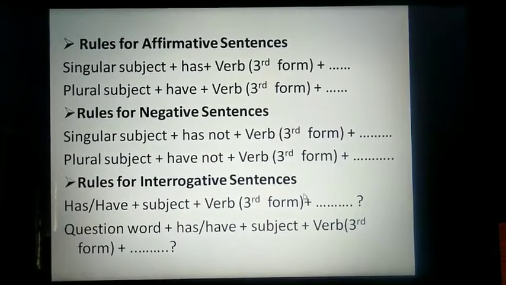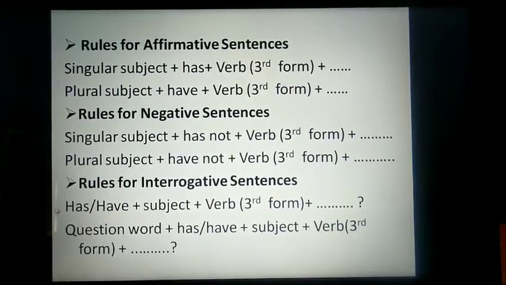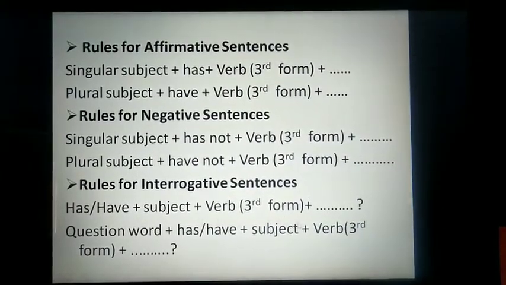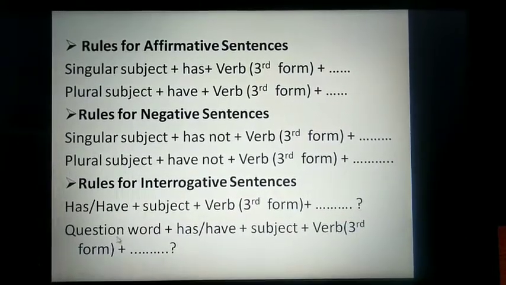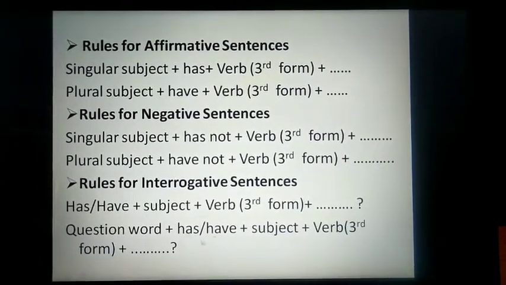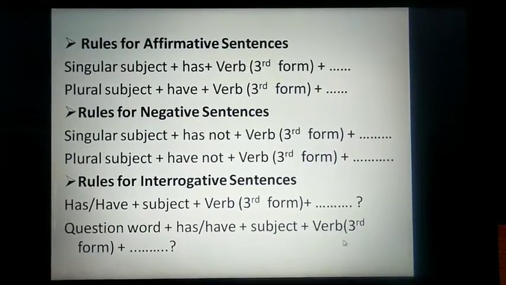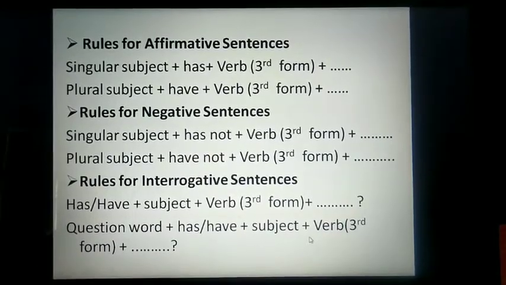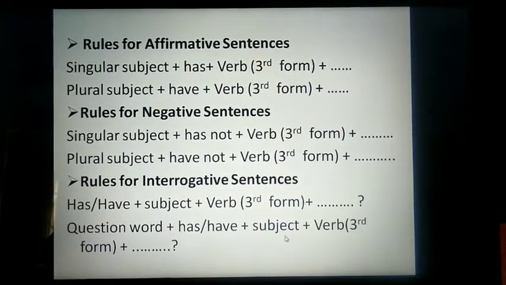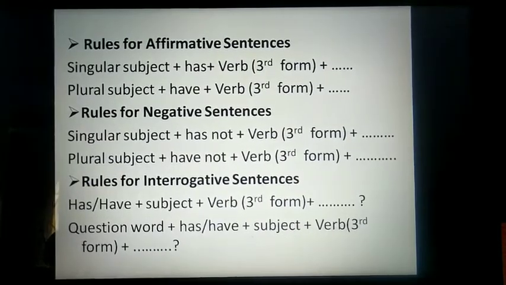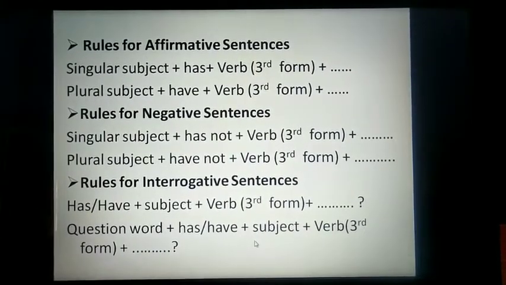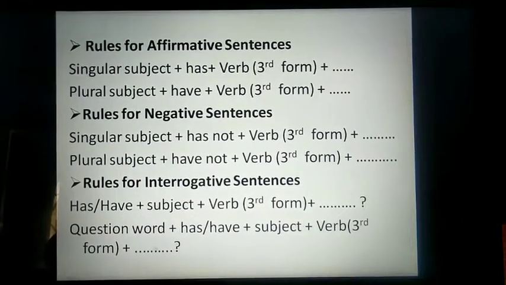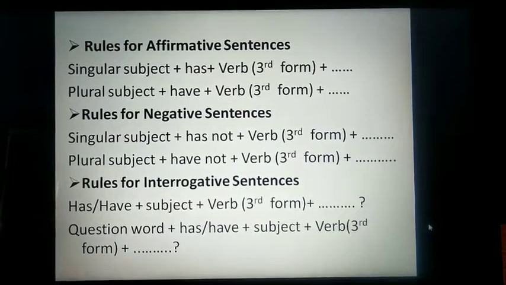Now, what are the rules for writing interrogative sentences? The first way is has or have plus subject plus third form of verb plus object. Another way is starting with a question word plus has or have plus subject followed by third form of verb and object. Example, have they not seen the Taj Mahal yet, or has she gone to Delhi? With a question word, the example is what have they eaten today, or why has the peon not come yet? So these are the examples for interrogative sentences.